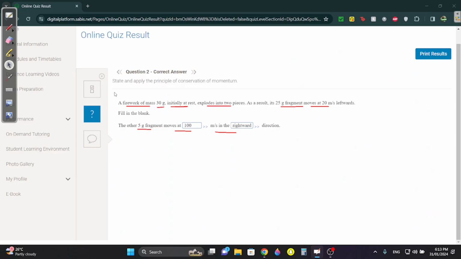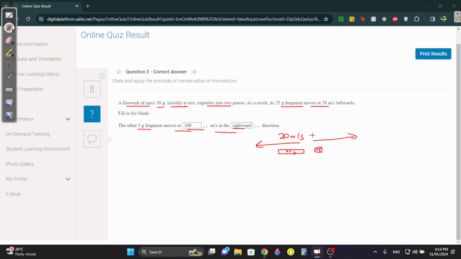Similarly to this firework question. The firework of mass 30 grams initially at rest explodes into two pieces. Let's say this is the firework, this is the 25 grams, and since it's 30 grams, the other part will be 5 grams. The 25-gram fragment moves at 20 meters per second to the left. What will the speed be to the right? And obviously it will be to the right because we have to cancel out the left. So how much will the speed be?